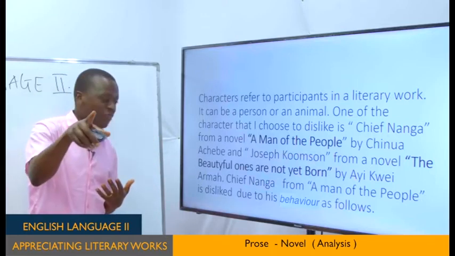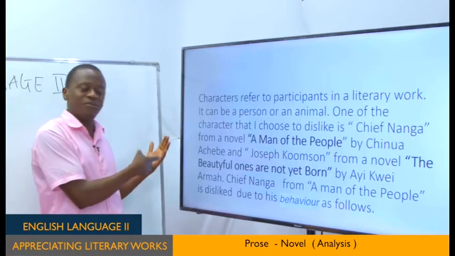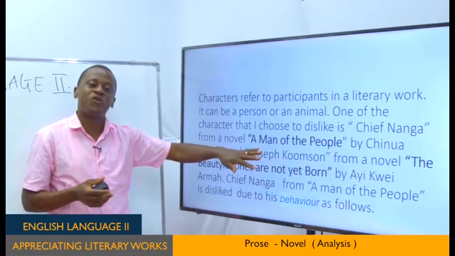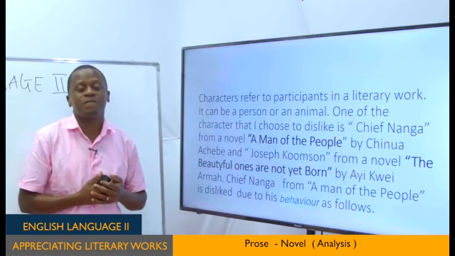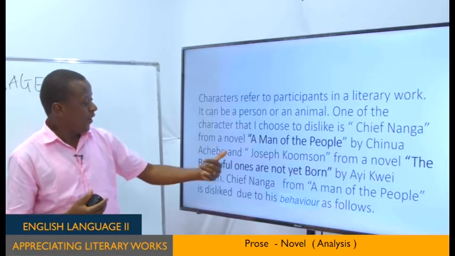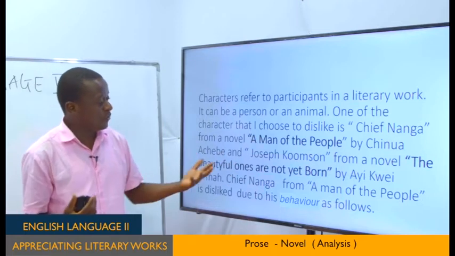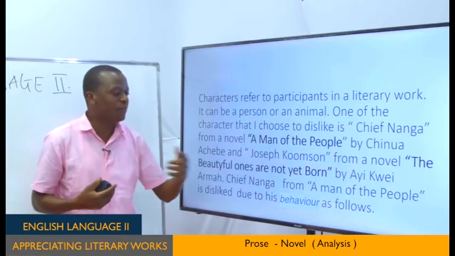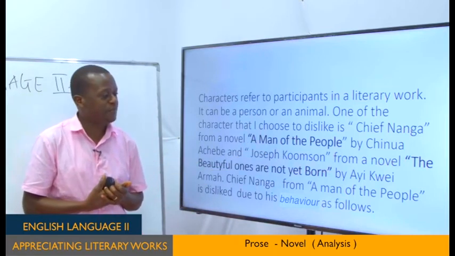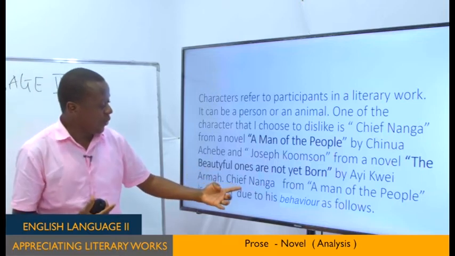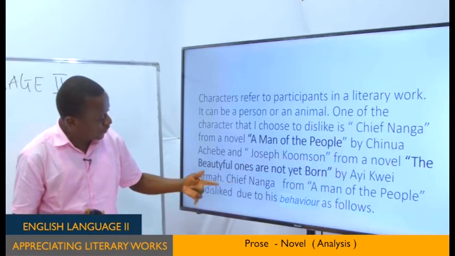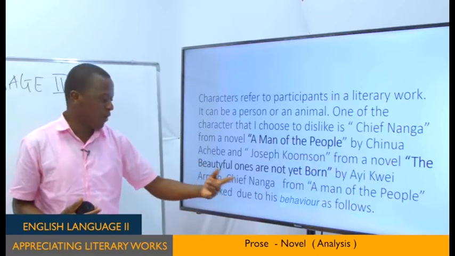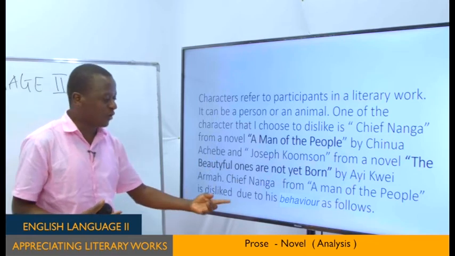Now, think about yourself. You may choose other characters because you are not bound to choose Chifranga. You may choose either one. Okay, now again, the next character that I've chosen is Joseph Thompson from a novel titled The Beautiful and Not Born by Aiko Yamaha. Now, let's start with Chifranga, the first character that I've chosen. Chifranga from A Man of the People is disliked due to his behavior.